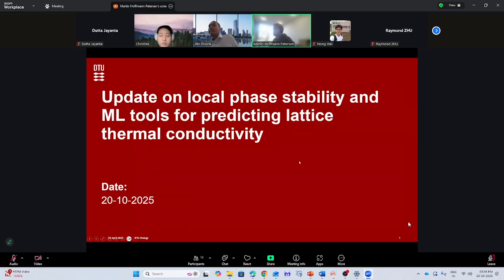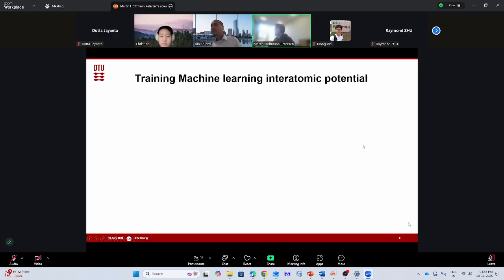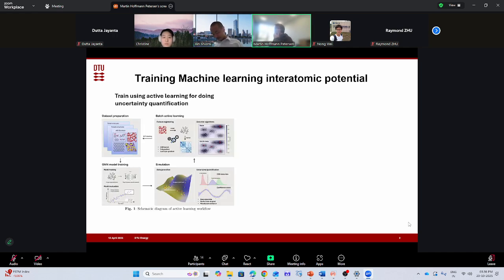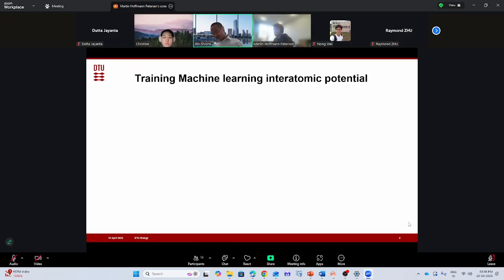So this is just an update on the local flexibility and the ML tools for predicting lattice thermal conductivity. And before going to our forward model, I don't know why you said you were not happy to have this universal machine learning potential, June. In reality, I meant on the check-in process. So our task was to validate with DFT calculation. Yes, generally it's okay.